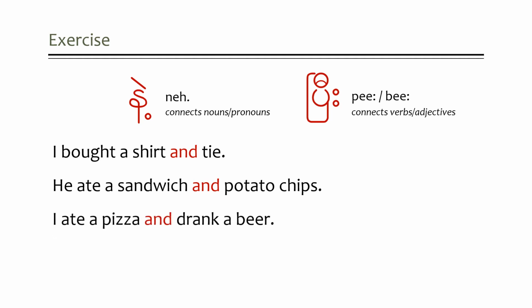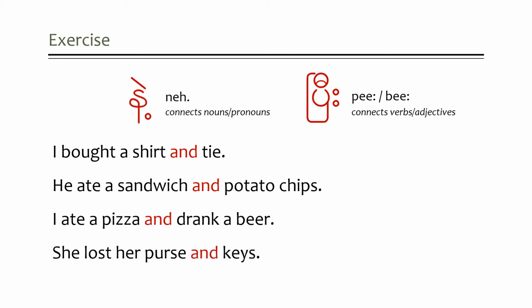Let's try our third sentence. I ate a pizza and drank a beer. Now be careful, this is a little bit tricky. You see, in this case, we're going to use the second particle, pi or bi, because we're not connecting pizza and beer. We're connecting eating and drinking. I ate and drank. So we would use the pi particle.